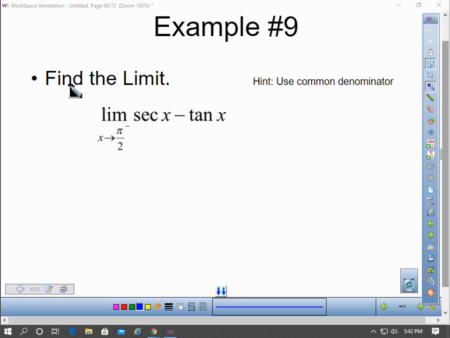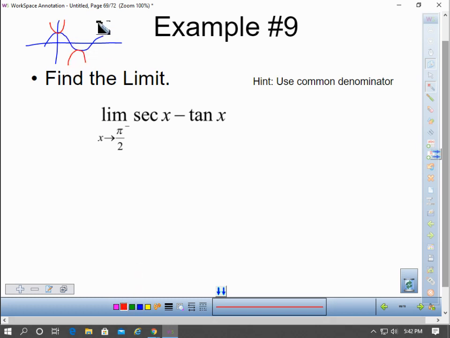Let's look at this one. This one says find the limit. So we want the limit as x approaches pi over 2 from the left. Well, the secant, as you approach pi over 2 from the left, is going to give you an answer of infinity. Because if you know what the graph of secant looks like, secant is a reciprocal cosine. So cosine looks like this. Secant is where you take it and you flip these guys out like this.